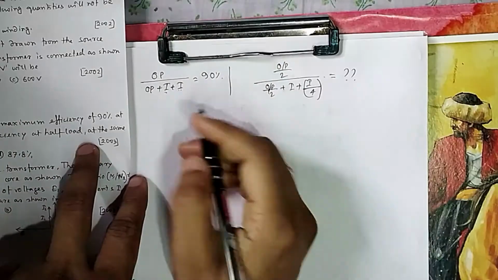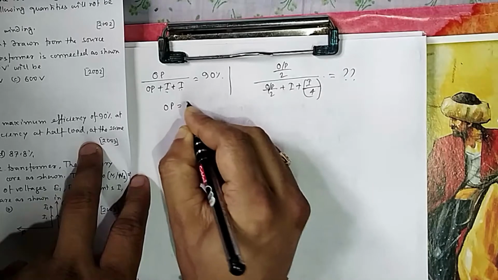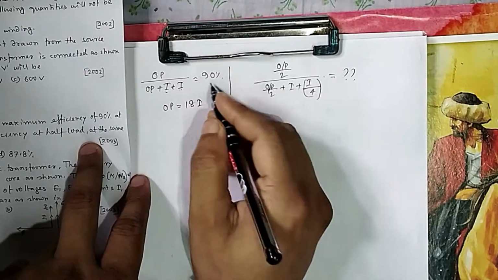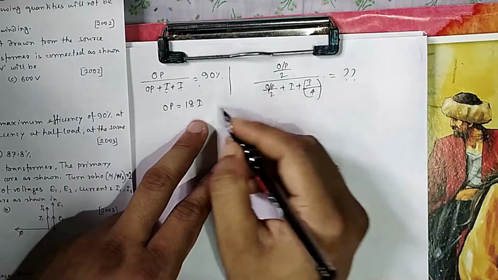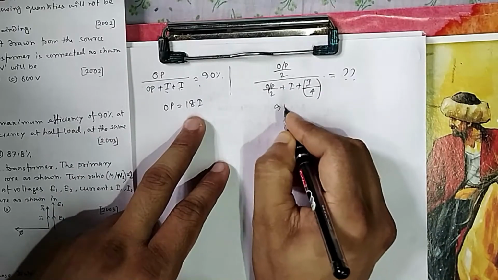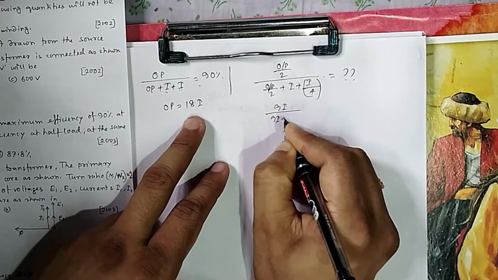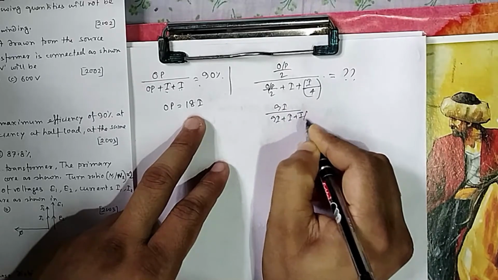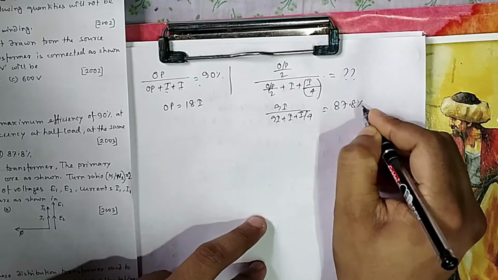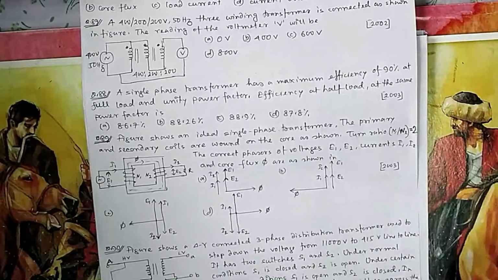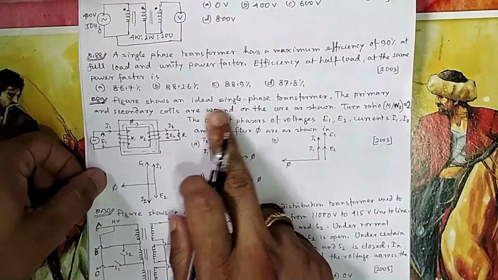So from here if you calculate, your OP will be 18I. If you apply 0.9, this is equal to 0.9, then do a little bit of side change, you will get this answer. You put it there. So it will be 9I divided by 9I plus I by 4. So I will get cancelled. You will get your answer as 87.8%. That is your option D. Next in 89, the figure shows an ideal single phase transformer.